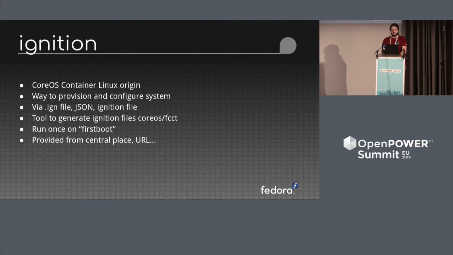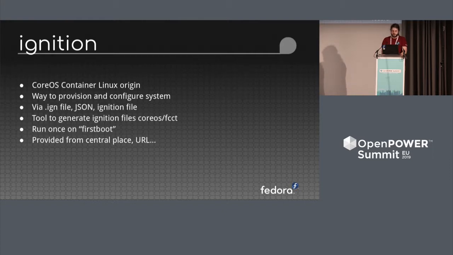Ignition is the technology from the CoreOS side. It's a way to configure the system. So you have an immutable system, but you need to configure something. On first boot, it runs and accepts an Ignition file, which is basically a JSON file with all the information that you want to apply on the first boot to configure it, like what services you want to run, what users you want to have, with which secrets, injecting public SSH keys.